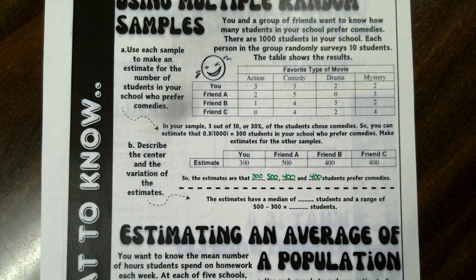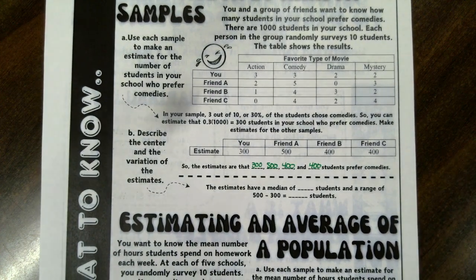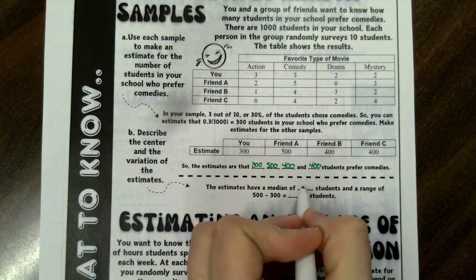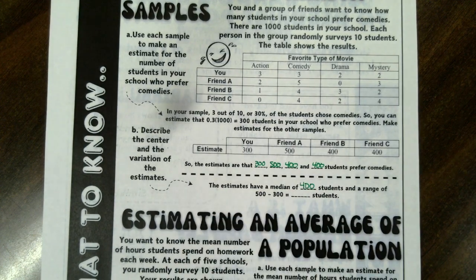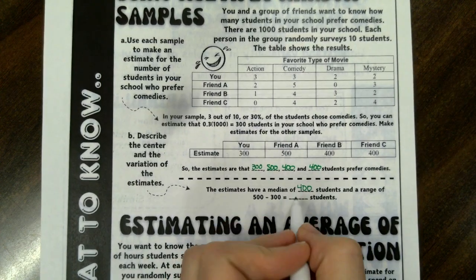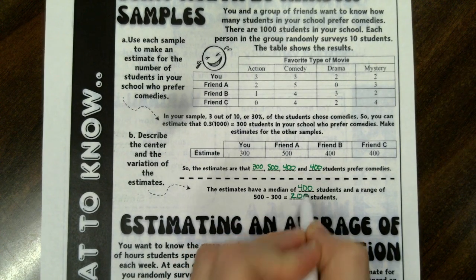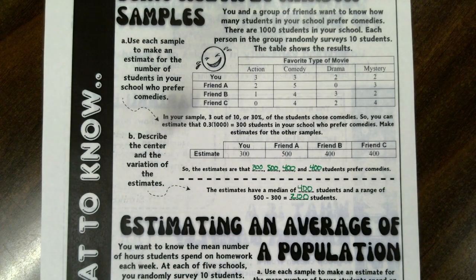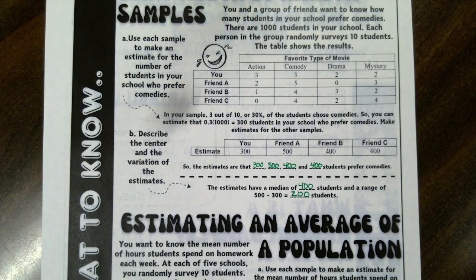So we're going to describe the center and the variation of the estimates. So the estimates have a median of 400. So median is the middle, right? So if I put all of these in a line, 300, 400, 400, 500, and go to what's in the middle, which would be my two 400s. So that would mean that the median is 400 students, and we have a range, which is the largest number subtracted by the smallest number, so 500 minus 300. We have a range of 200 students. Okay, so this is some information that you're going to be using in this lesson.